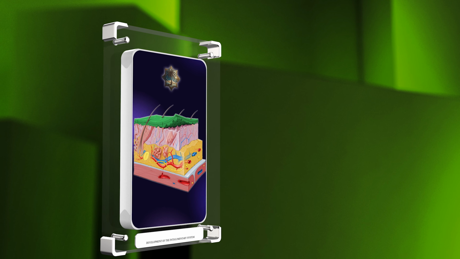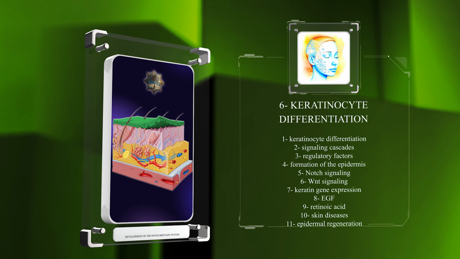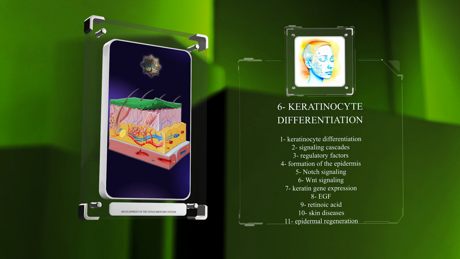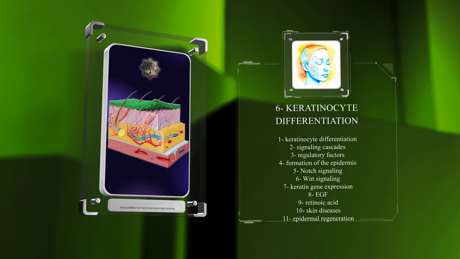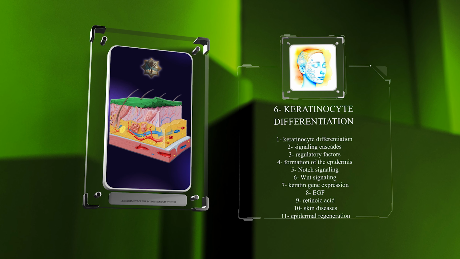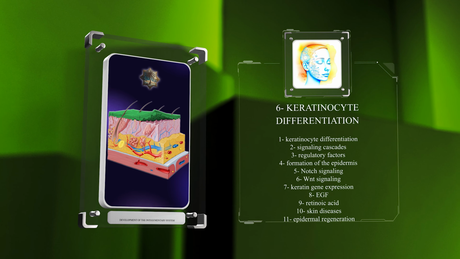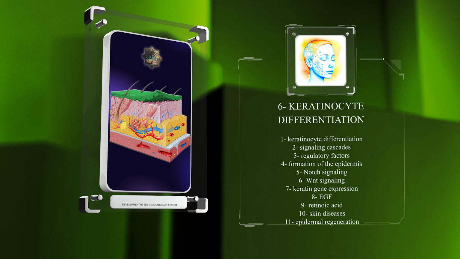In the section on keratinocyte differentiation, we explore the intricate signaling cascades and regulatory factors involved in the formation of the epidermis. Key players include Notch and WNT signaling, keratin gene expression, and factors like EGF and retinoic acid. Understanding these mechanisms is crucial for studying skin diseases and promoting epidermal regeneration.